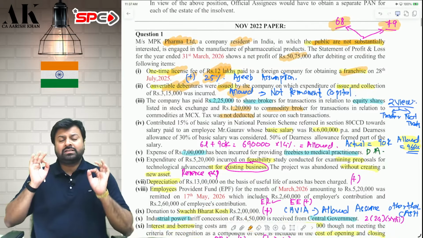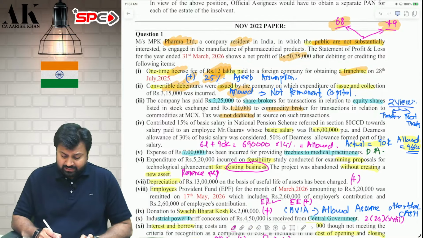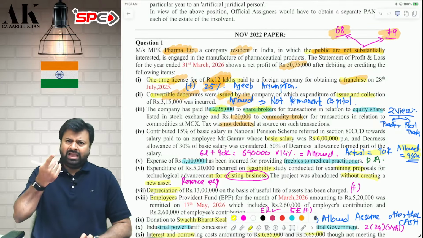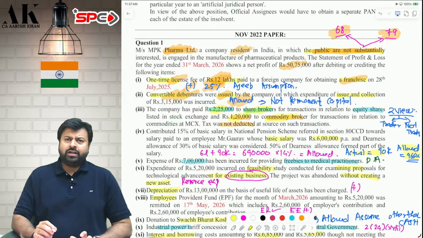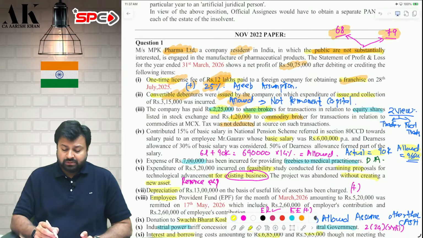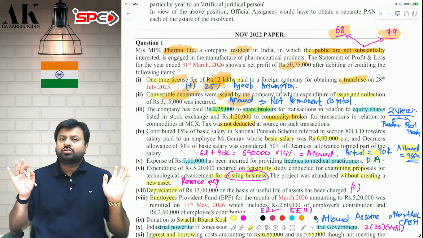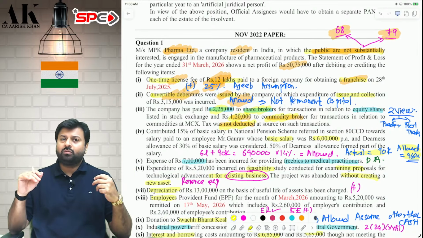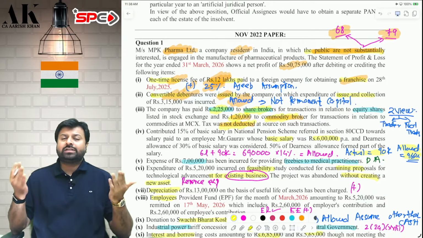Now, the next one is a very intelligent adjustment. You are making two payments. Very intelligent and very dangerous adjustment it is. 2,25,000 you are paying to a share broker as commission, and 1,20,000 you are paying to a commodity broker for buying some commodity as commission. In both transactions, you have not deducted TDS under 194H. Commission TDS is covered under 194H. Now, what is the treatment of this adjustment?